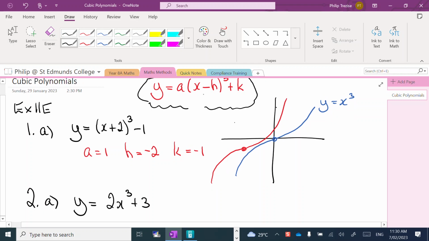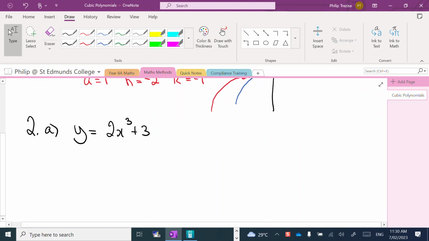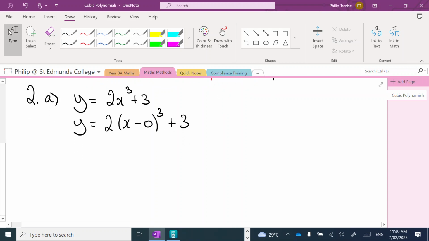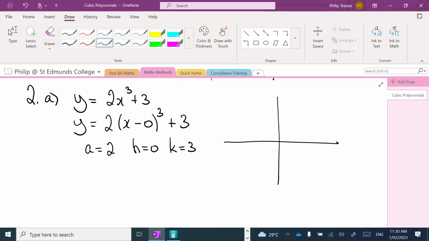So let's see what we could do. It doesn't look like we have a bracket with x take a number. So I'll rewrite this as x subtract 0 cubed plus 3. Now it's a bit clunky to write it like that, but it makes it very, very clear that a equals positive 2, that h equals 0, and that k equals 3.